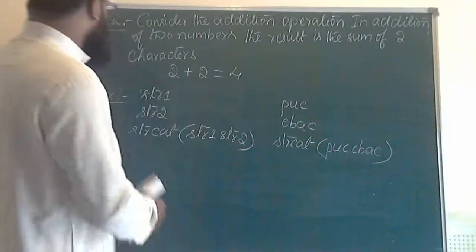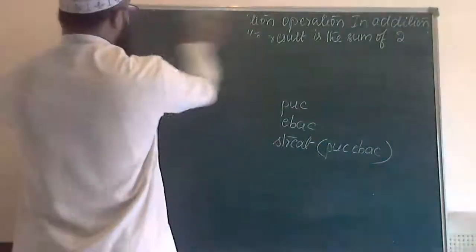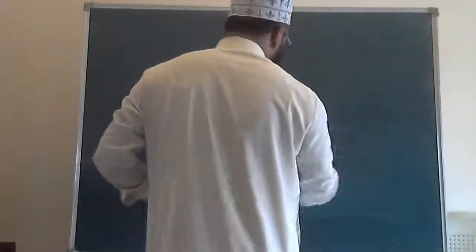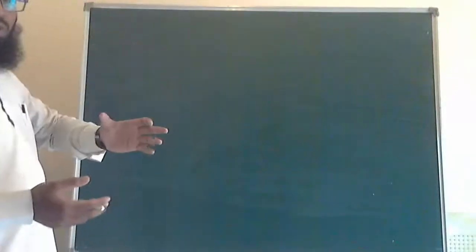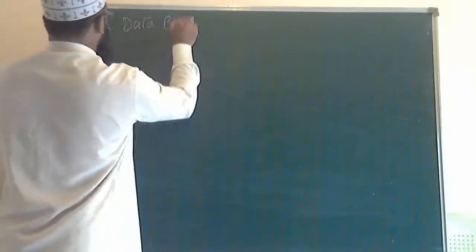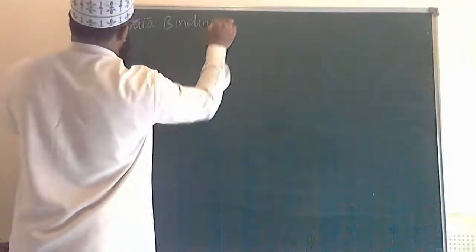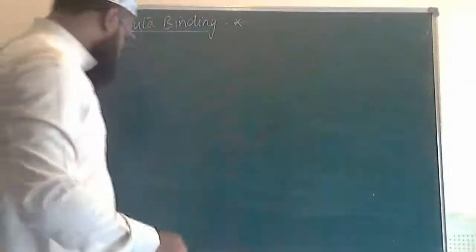Come to the next characteristic, that is data binding. In our previous class, we discussed data binding and information hiding. What is data binding? I told you that in the next class I will explain data binding. So now the time has come to explain data binding. What is meant by data binding and how does it work?